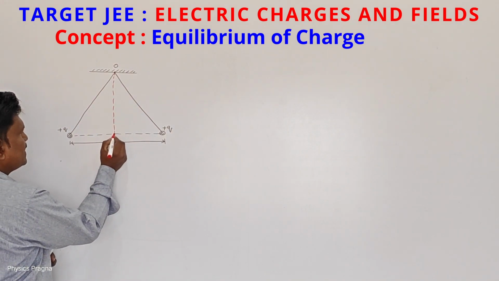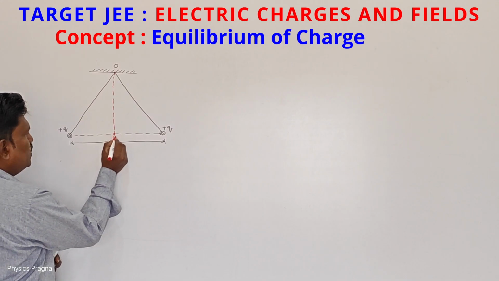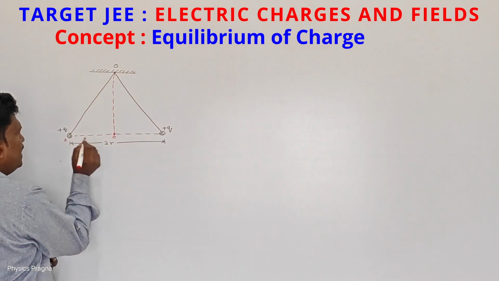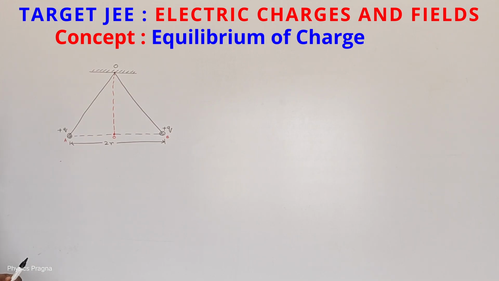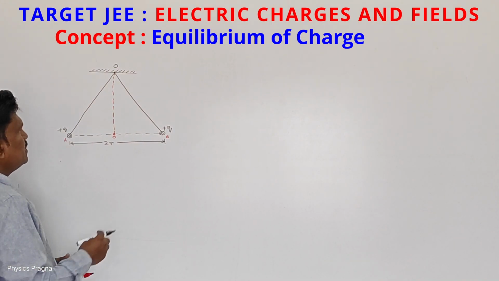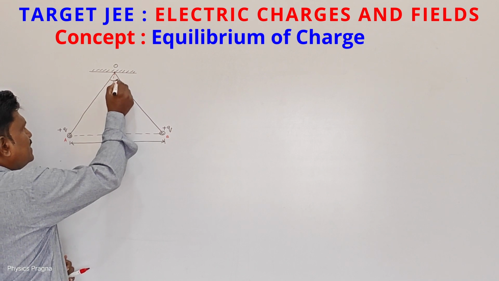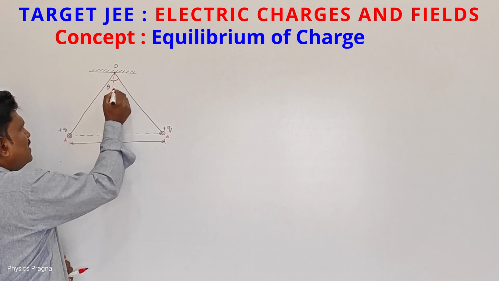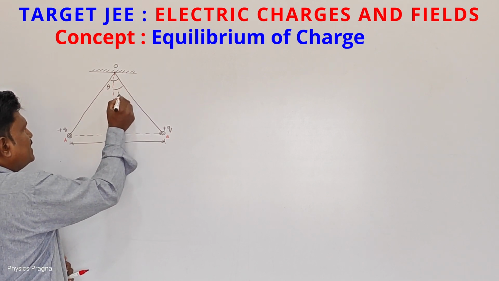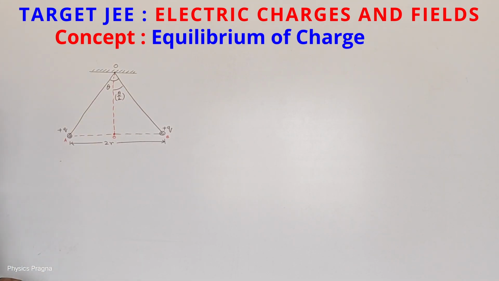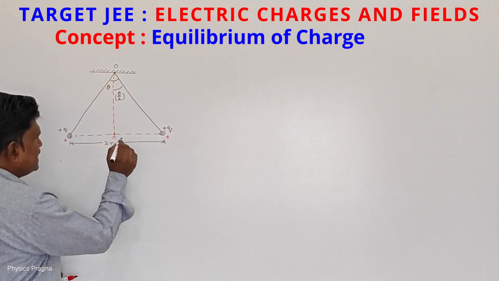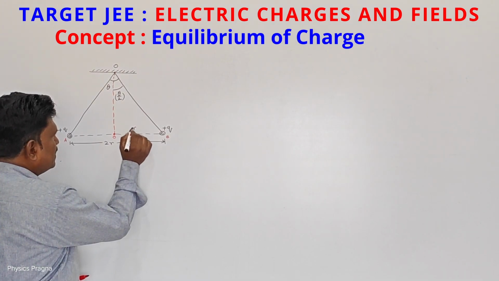So this is a bisector. This point is O, this point is A, this point is B, like that. Just to remember and recognize, I have given some names. So this total angle is theta, this half angle is theta by 2, right? So this distance became r.